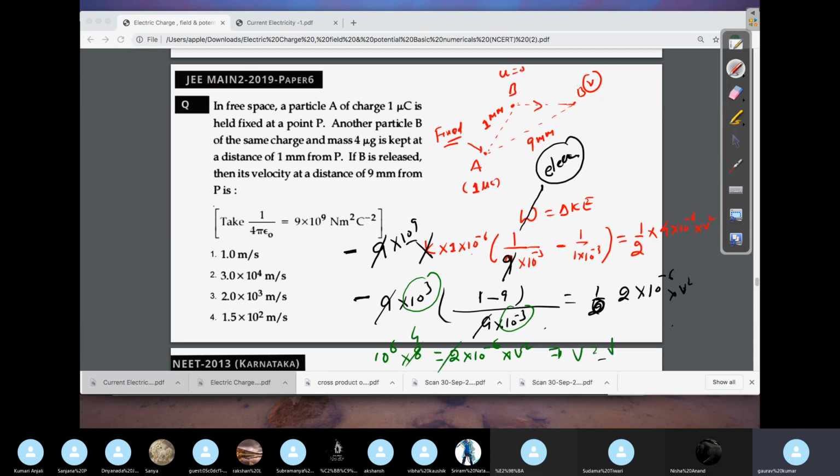You will get v equals root 2 into 10 to the power of 6. This will be 1.414 times 10 to the power 6. Actually, it was a bonus question, none of the options is correct. It's a bonus question. This is how you will get the answer.